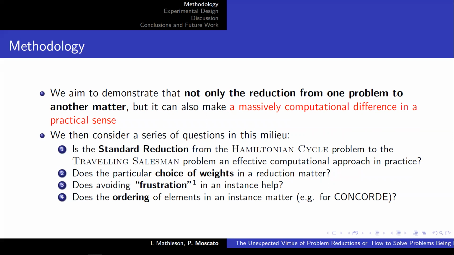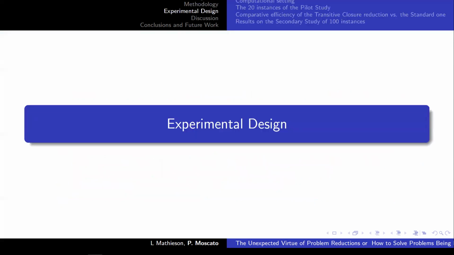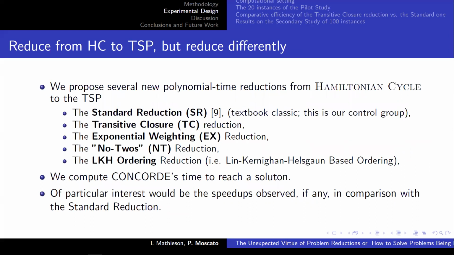When you are doing this, you have to choose weights. Does the particular choice matter? There is a concept that we have introduced in the past called frustration. Does avoiding some type of frustration in an instance help? And the most puzzling one: does the ordering of the elements in an instance matter? Because you are solving this with Concorde, it may be that changing the names of the cities that you are passing to the TSP solver may change the results. So this is our experimental design. We tested this hypothesis that there may be some changes with 5 different reductions.